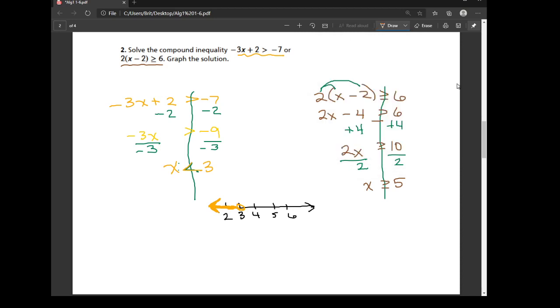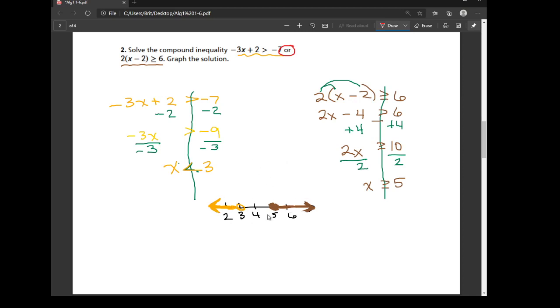Now on my brown one, I know my endpoint is at 5. It says it's greater than or equal to, so that endpoint needs to be filled in. So there I've shaded it. And it says x is greater than 5, so it's going to be shading to the right for the greater than values. Because this is an OR situation, these solutions work on either the yellow line or the brown line.